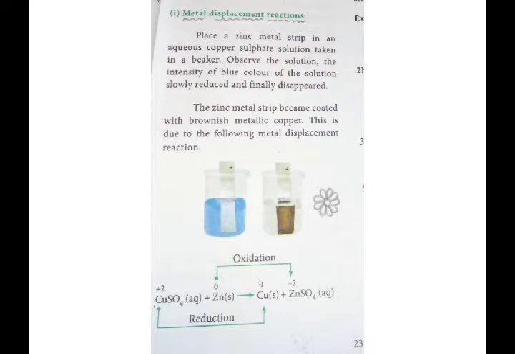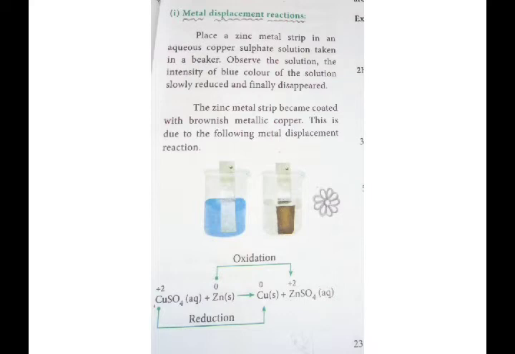After that, you observe the solution. Very slowly, the intensity of the blue color, the concentration of the blue color, gets reduced and it becomes colorless. Clear? See the second picture. The zinc metal strip becomes coated with brownish metallic copper. So this is due to metal displacement reaction.